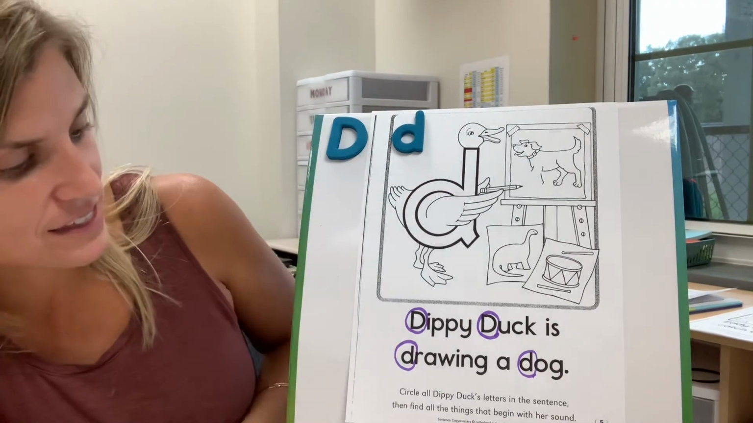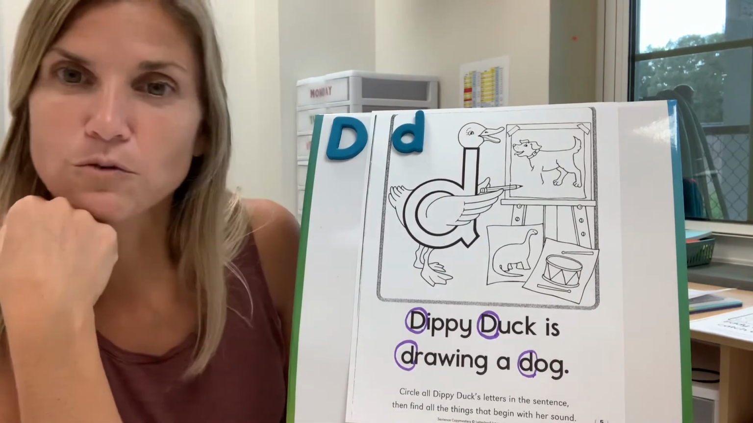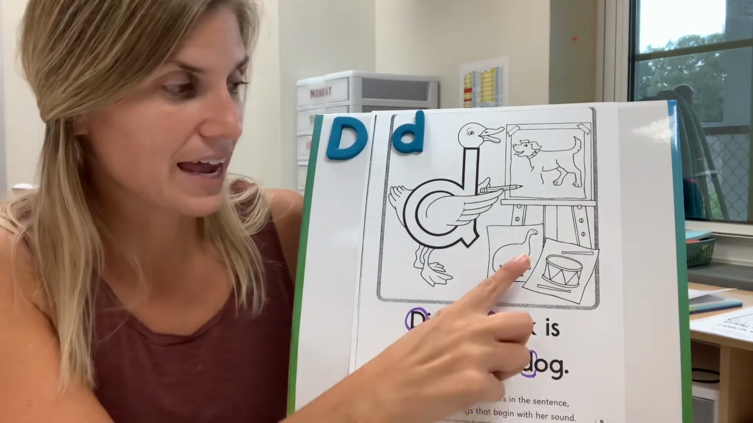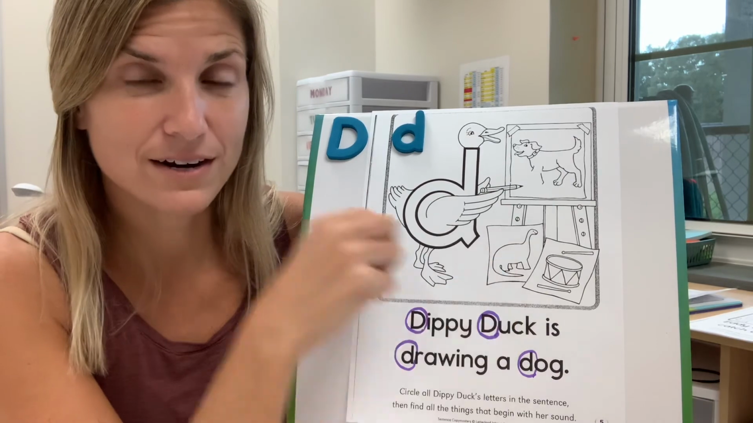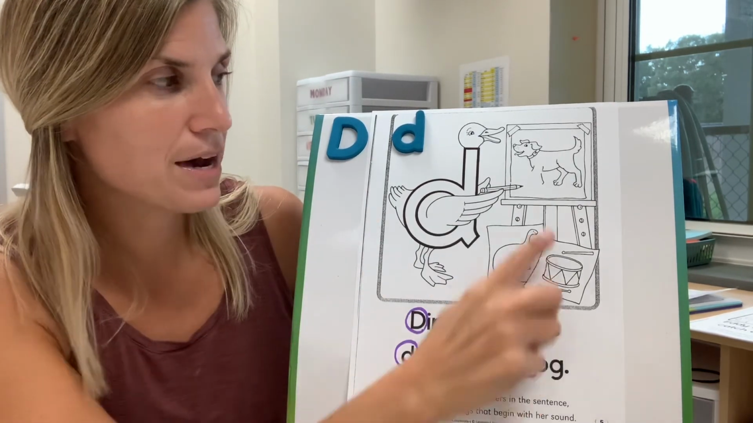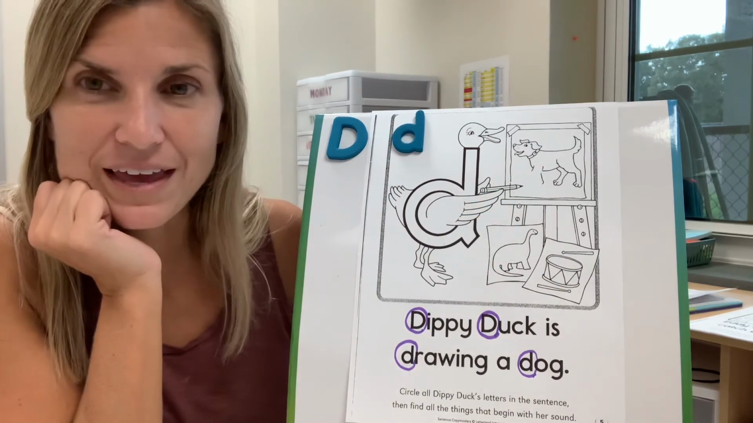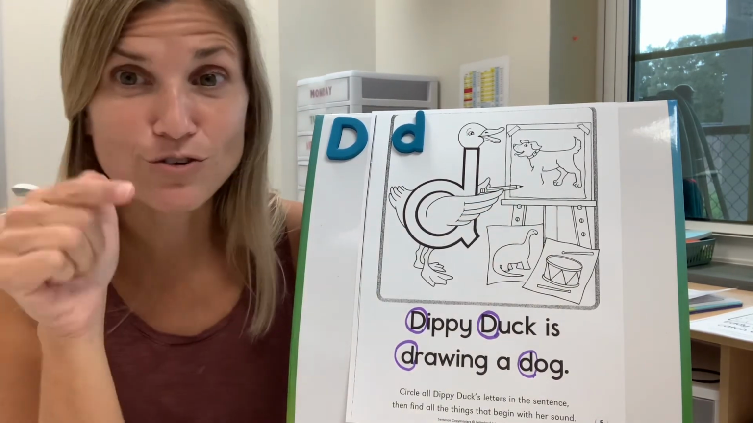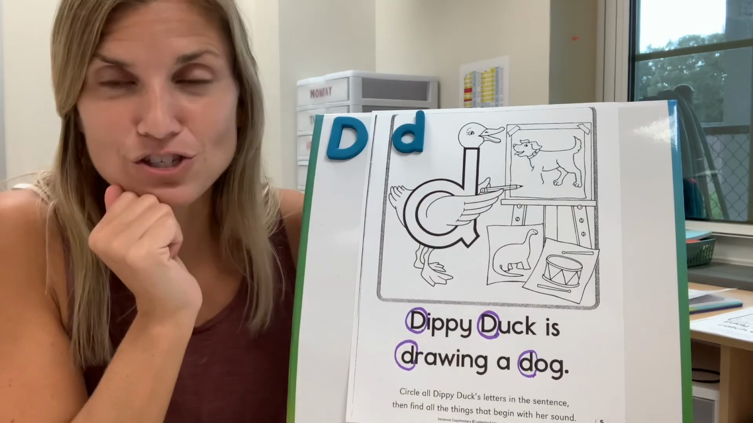And it says that there are other things that begin with the d sound, like dinosaur. And I'm not going to tell you the rest, but I'll give you a clue. There might be a couple other things in the picture that you find. So if you can find those, go ahead and color and circle them.